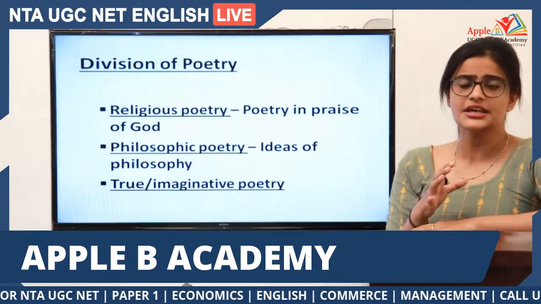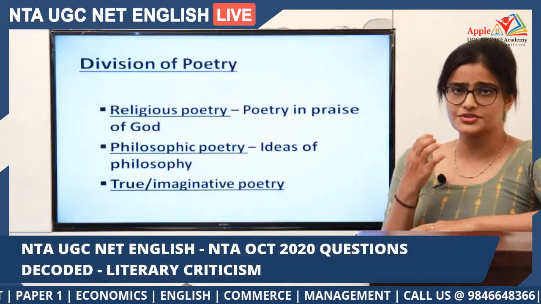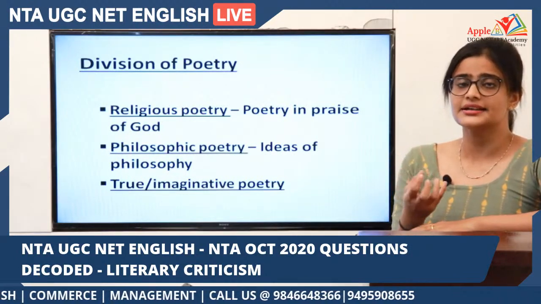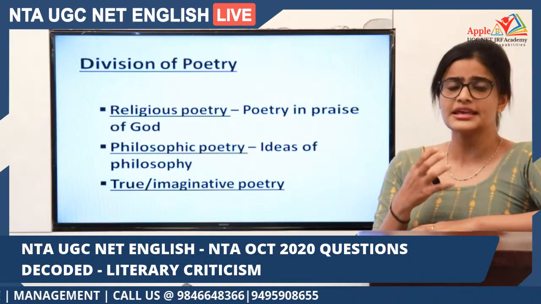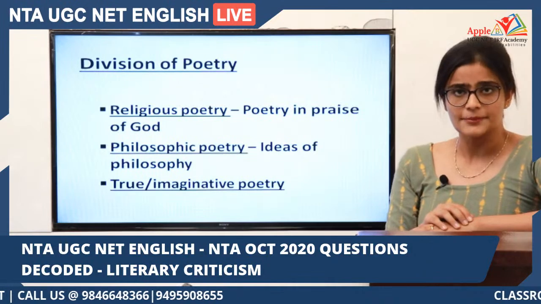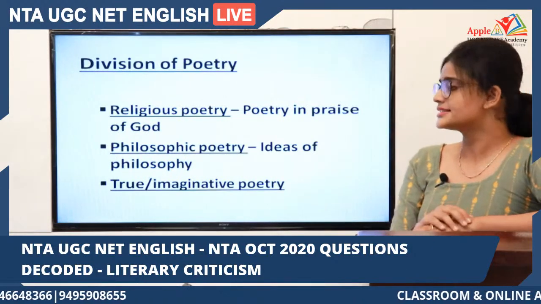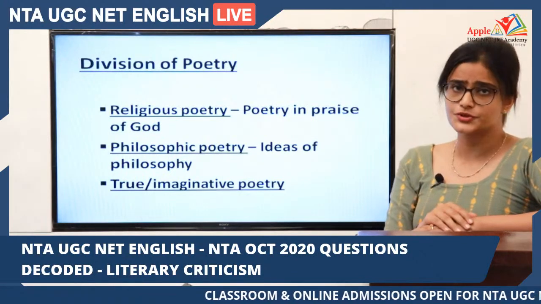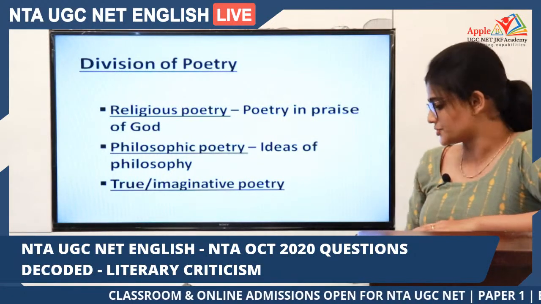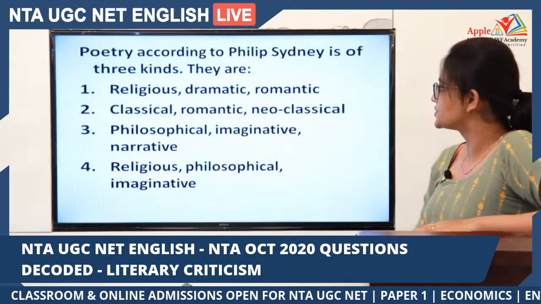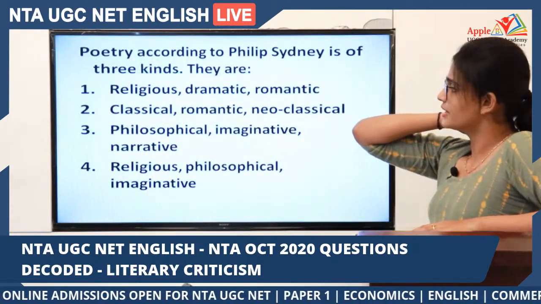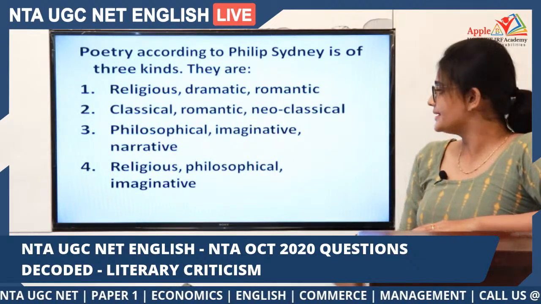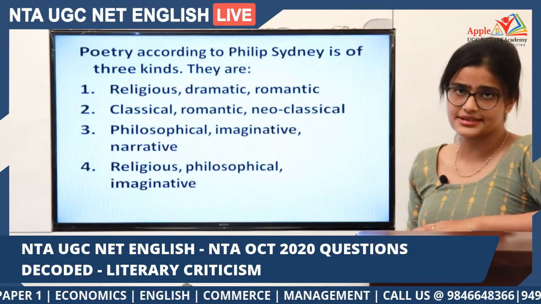Then we have the true or imaginative poetry, which is the perfect poetry according to Philip Sidney, because it comes from the creative, imaginative mind of a poet. So we have religious poetry, philosophic poetry, then true or imaginative poetry. These are our options. So here the correct option is option number 4, that is religious, philosophical, and imaginative poetry.